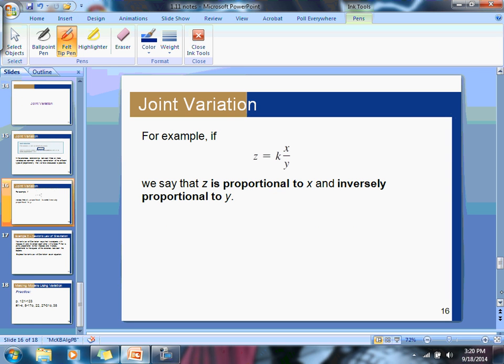Now, we can also have a relationship where one quantity is proportional and one quantity is inversely proportional. So you can have a combination of direct and inverse variation in a new joint variation problem. So when we have that sort of situation, then this is the type of equation that you would be working with. And you could also write it z equals k times x all divided by y. You could think of it that way too.